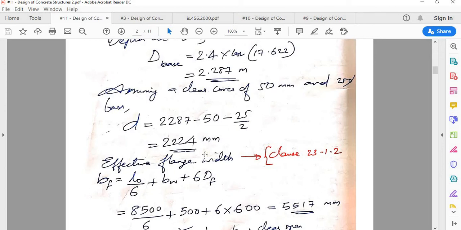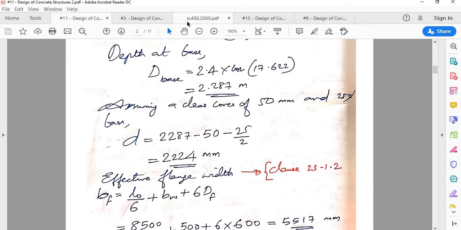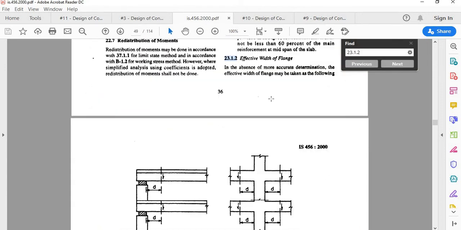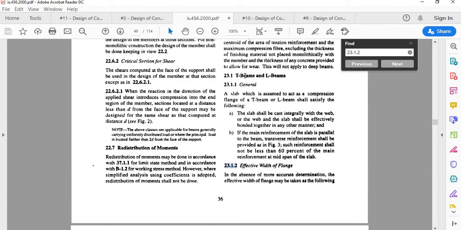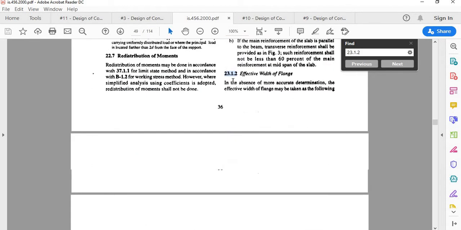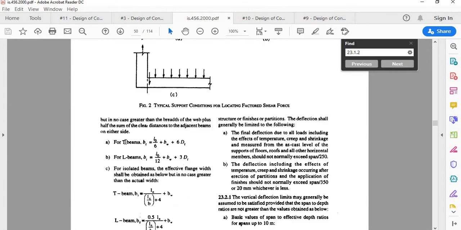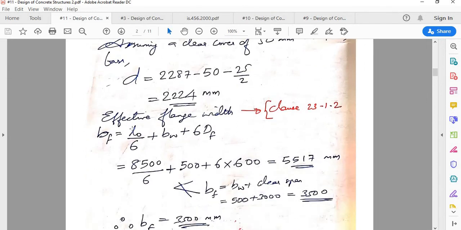Now T-beam design is peculiar, so I'm not sure. I hope you might have studied it in DCS 1. For T-beam, this is the clause that deals with it in IS 456, 23.1. There is a formula for calculating effective width: L0 by 6 plus BW plus 6 times DF. Using this formula, we can calculate the effective width of the T-beam at the base.